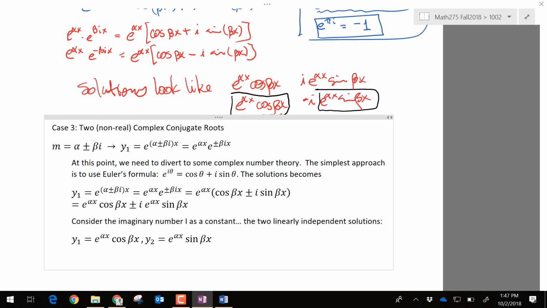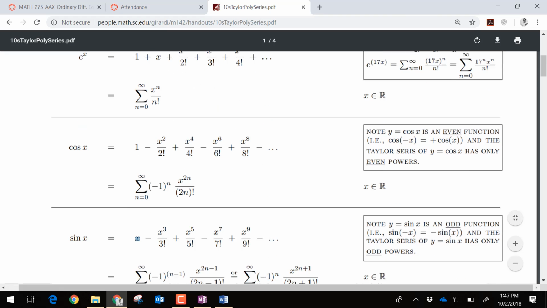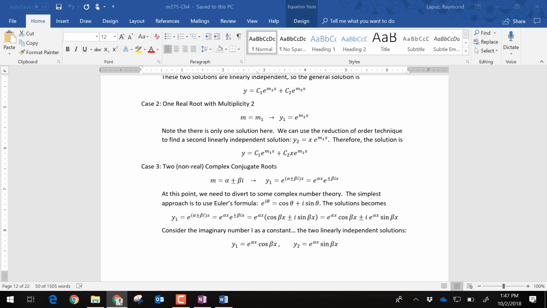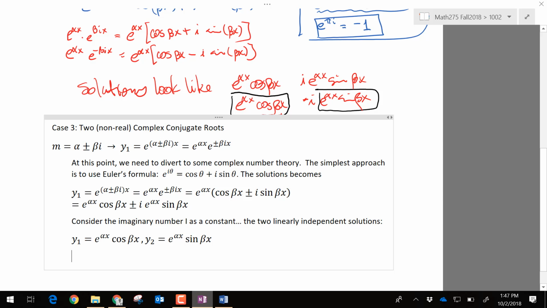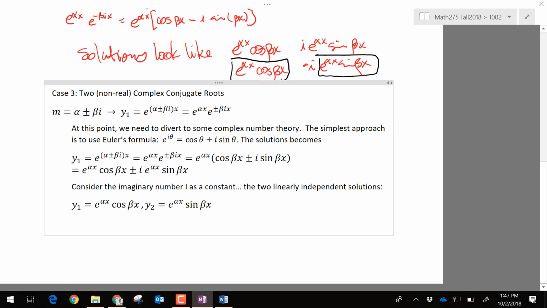So that was a fun little detour to series. Actually, you need to know these series by heart. e to the x, cosine x, sine x, and then maybe the first one here, the geometric series. Because chapter 6, which will be after the second exam, will start off with series. Okay. So we haven't really done an example yet. We've done the general idea behind it. So let's actually do an example for complex conjugates.